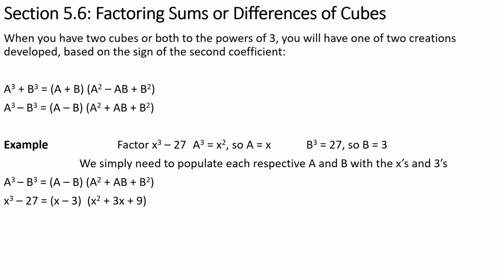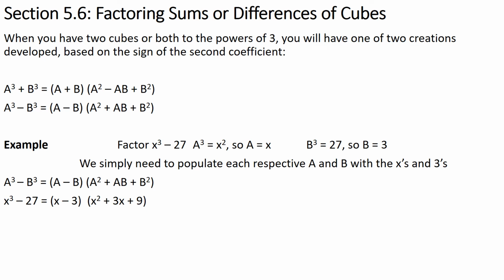Now, we also have factoring sums or differences of cubes. This looks like a scary formula, but it's really just what I call a plug and chug. You plug in the letters and the numbers, you chug out an answer. a cubed plus b cubed equals a plus b times a squared minus ab plus b squared. a cubed minus b cubed is a minus b times a squared plus ab plus b squared.